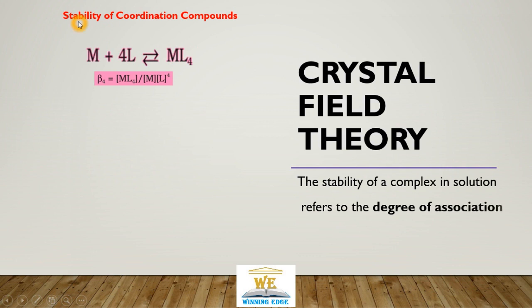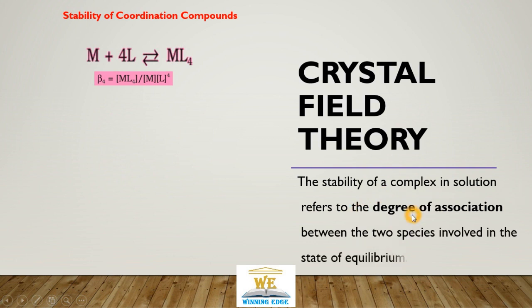Now we'll talk about the stability of coordination compounds. The stability of a complex in solution refers to the degree of association between the two species involved in the state of equilibrium. Like here we have a metal atom, 4 ligands bind to it, making ML4. So this association constant will be equal to ML4 divided by metal times ligand to the power 4.